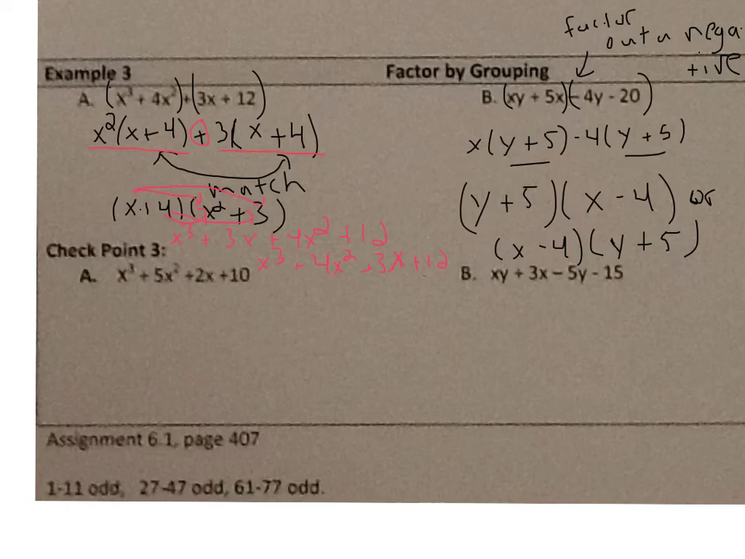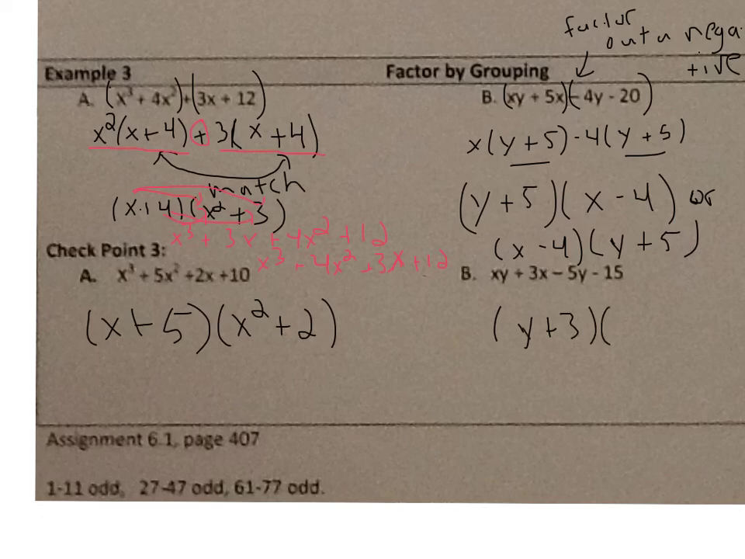Pause here. Work on your checkpoints. When you unpause, I will give you the answers. Checkpoint 3 part A, the answer came out to x plus 5 times x squared plus 2, and if you have it in the other order, x squared plus 2 times x plus 5, it's okay. B is y plus 3 times x minus 5. Same thing. If you have it in the other order, it's okay.